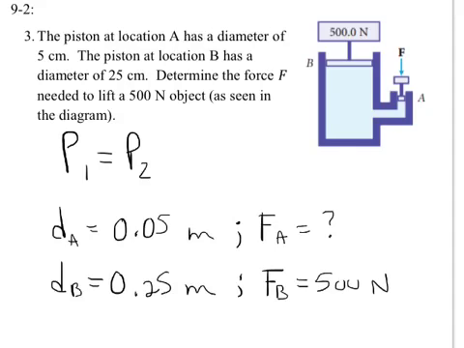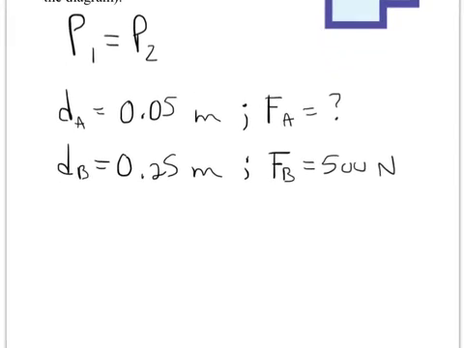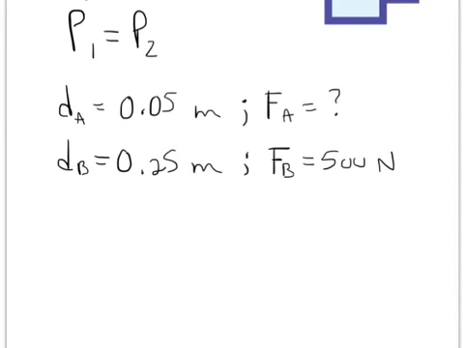All right, good. So our formula for Pascal's principle is P1 equals P2, which is just F over A for each, equals F over A. And I'm going to call this A, and I'm going to call this one B. But you can do 1 and 2, right? Sure, you can do 1 and 2, absolutely. If A and B confuses you, use 1 and 2 for sure.